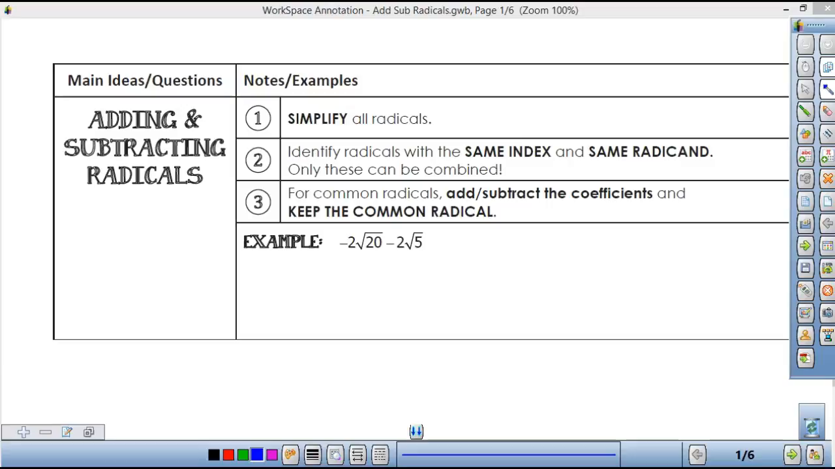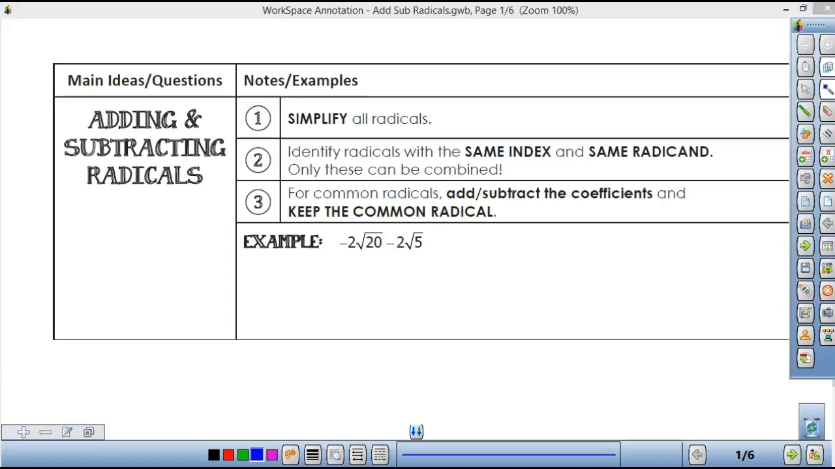Combining, or adding and subtracting, radicals is a lot like combining like terms. You have to have the same radicals, so you have to have the same radicand, that number underneath the square root sign, and it has to be the same index. Like these are square roots, right? I couldn't combine them if one was a square root and one was a cube root.